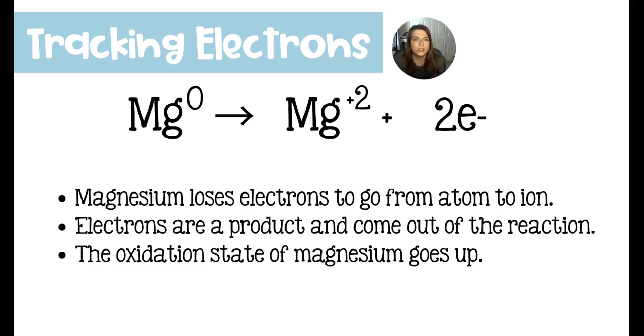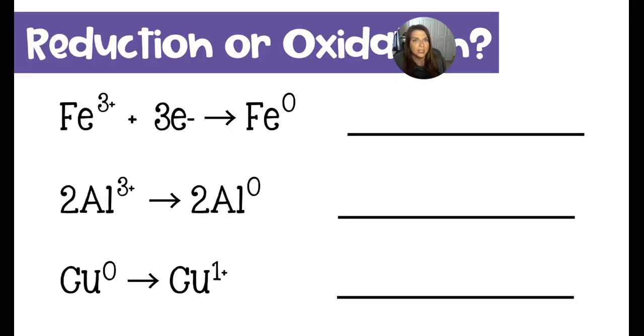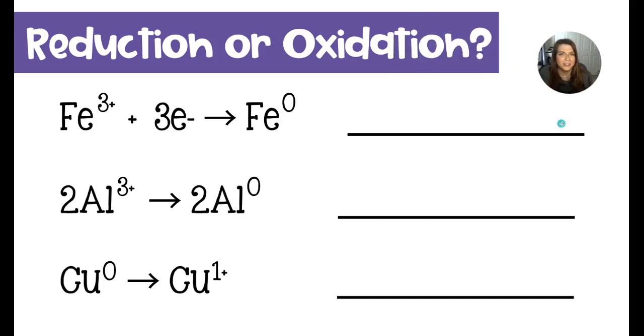We use these things called half reactions. We're going to get into them way more later. But here we have a magnesium atom losing electrons to form an ion. So the electrons here are a product of that reaction. They come out, and the oxidation state of magnesium is going to rise. So this would be an oxidation reaction. Using this as a model, see if you can fill in these equations to figure out if each species was either reduced or oxidized. I'll give you a minute.